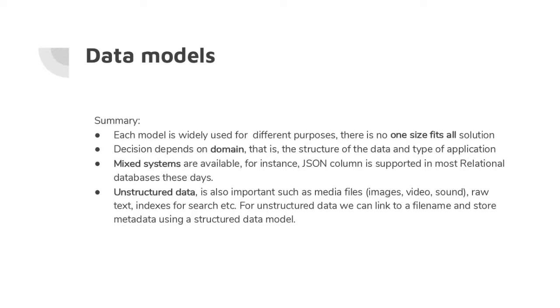You can store a link to the file name in a relational model and have some metadata, like who created the image, or when the image was created, stuff like that. And you store that in a relational model and then have a link to the file name. So that's often how it works.